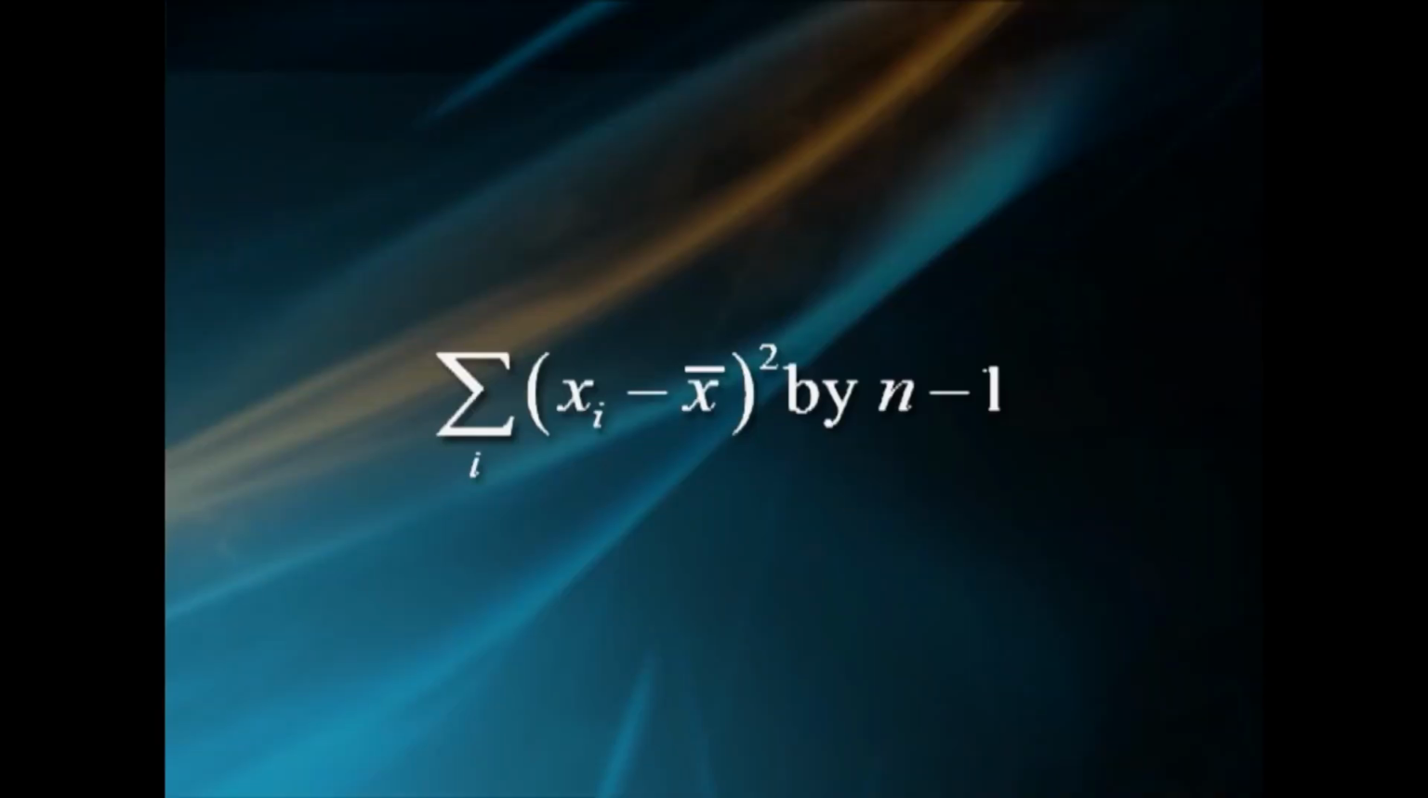While we are finding the variance of a set of observations, as we know, divide summation over i, x i minus x bar whole square by n. But to estimate the variance of the population from where the samples are taken, divide summation over i, x i minus x bar whole square by n minus 1.